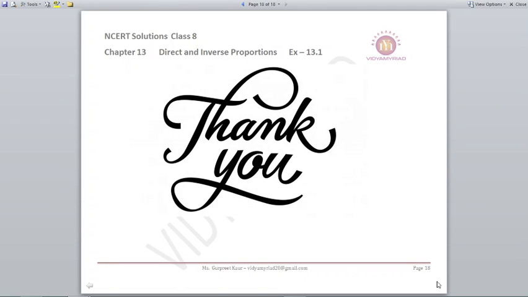That's all for this exercise, children. It is very easy. Just identify that whether it is in direct proportion or not. So if one parameter increases, the other will also increase. If one will decrease, the other will also decrease. It will go in the same proportion. So this is all for this exercise.